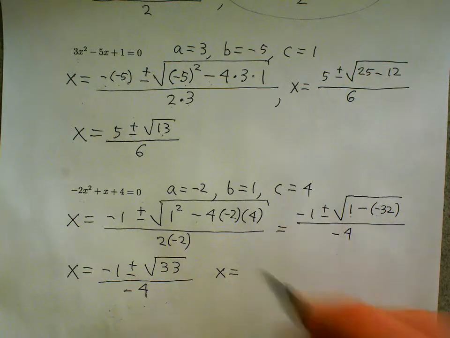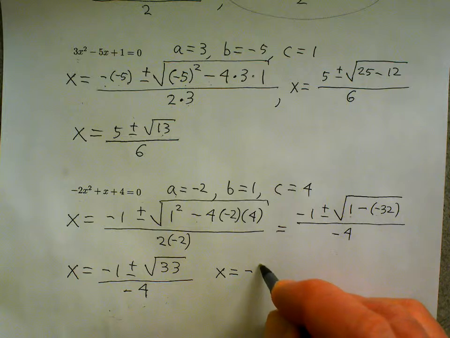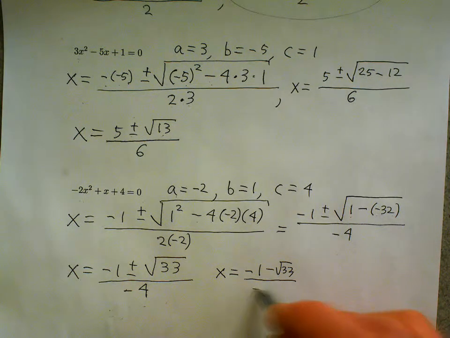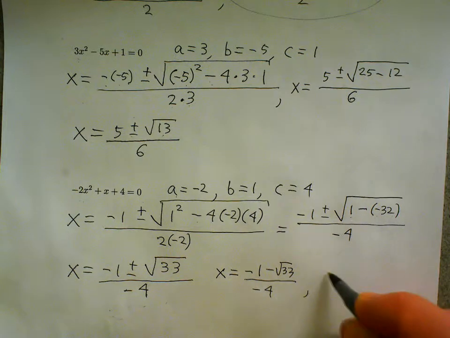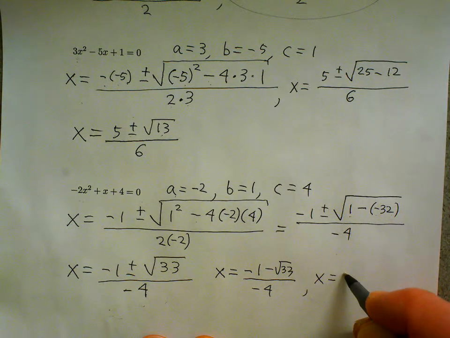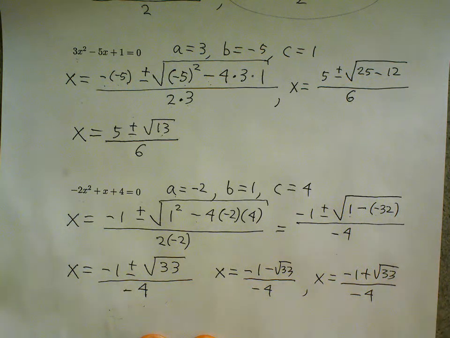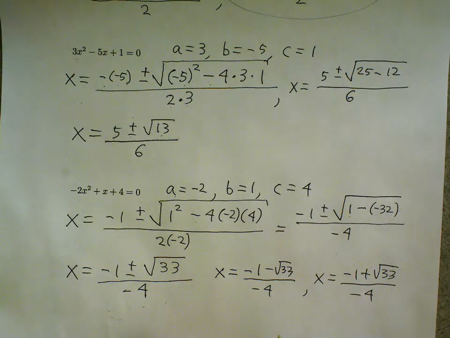So x equals negative 1 minus the square root of 33 over negative 4. And the other one, x equals -1 plus the square root of 33 over -4. So we want numbers that are the same as those in value, but with a positive number in the denominator instead of a negative number. So how do we do that?